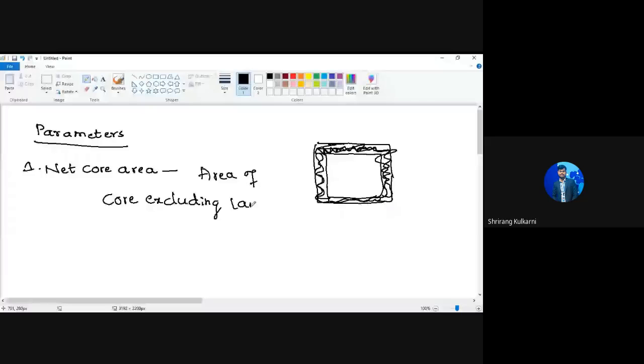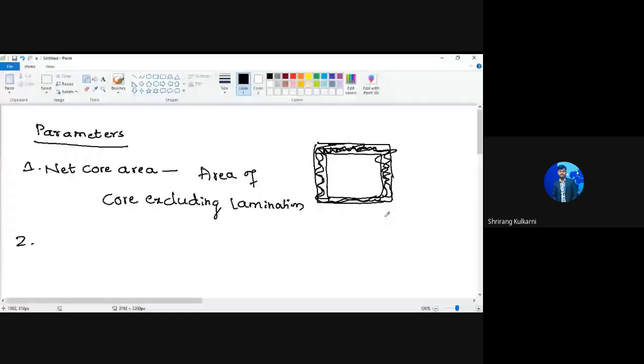Understanding this one? So lamination we have done on the core. Excluding that lamination area, whatever area is left out is purely the area of the iron part. That is nothing but net core area, or net iron area also we can say. So it is AI.